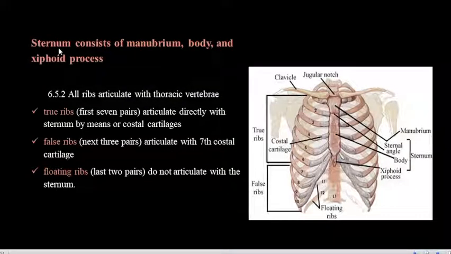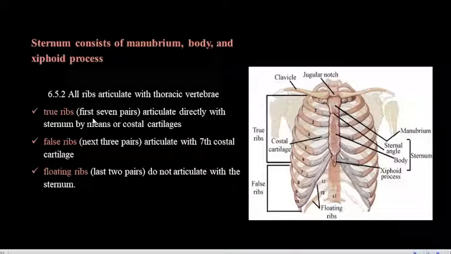So, you have here the sternum. Ang sternum natin, yung bone at the center of the chest. And meron siyang 3 parts. The upper part is the manubrium, the middle part is the body, and the lower part is the xiphoid process. Now, the 12 ribs class is divided into 3 classifications. The true ribs, the false ribs, and the floating ribs.